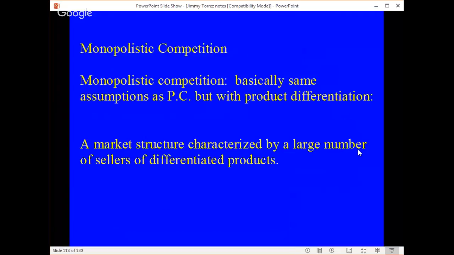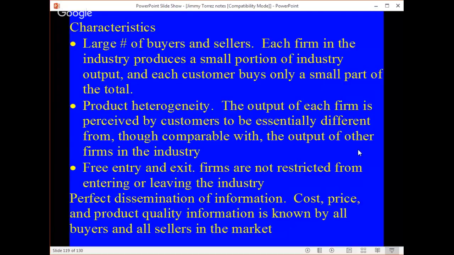Okay. So that brings me to monopolistic competition. The assumptions, as I said, are basically the same as perfect competition, except now we have a heterogeneous product instead of a homogeneous product. We have a large number of buyers and sellers. There's free entry and exit, just like perfect competition, and there's perfect dissemination of information.